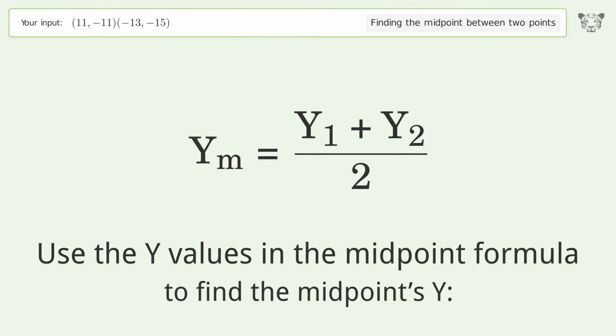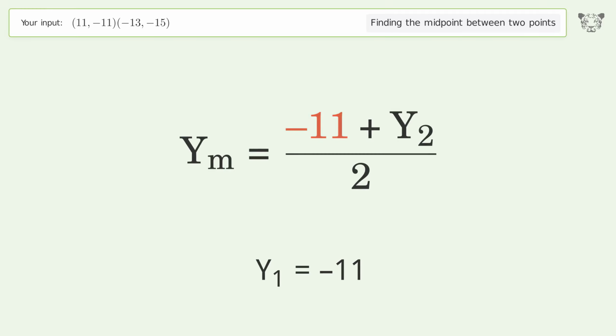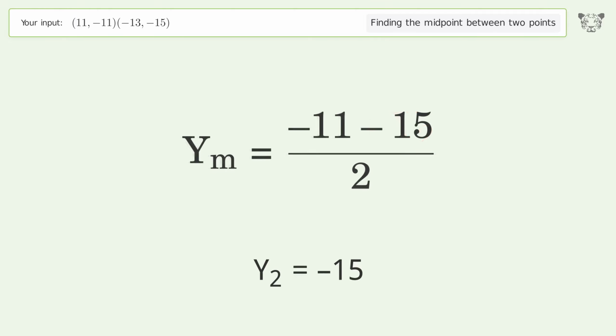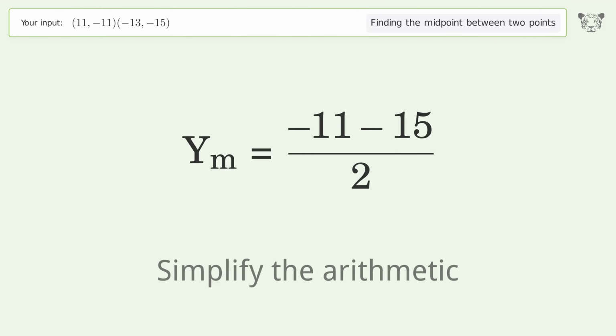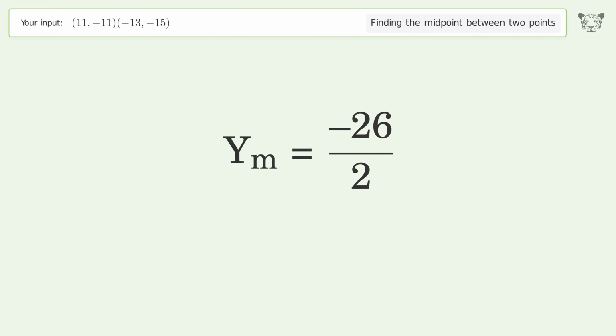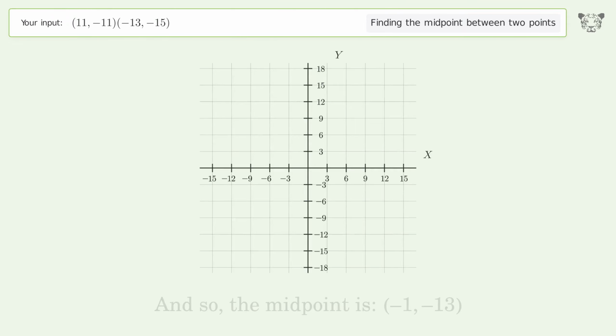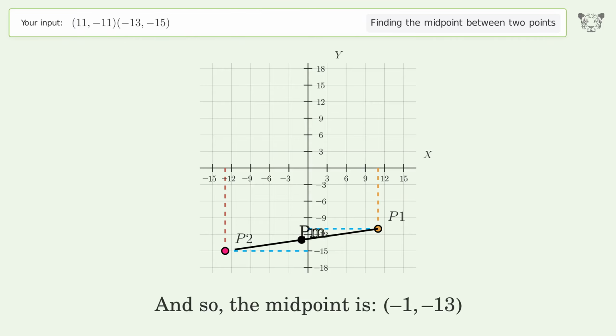Use the y values in the midpoint formula to find the midpoint's y. y1 equals -11. y2 equals -15. Simplify the arithmetic. And so, the midpoint is -1, -13.